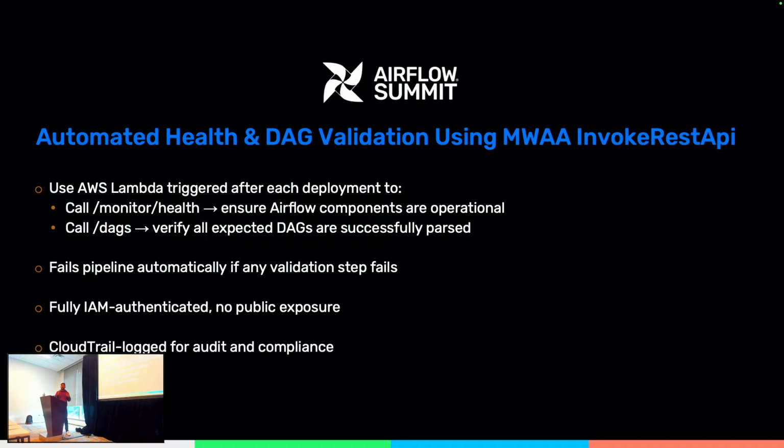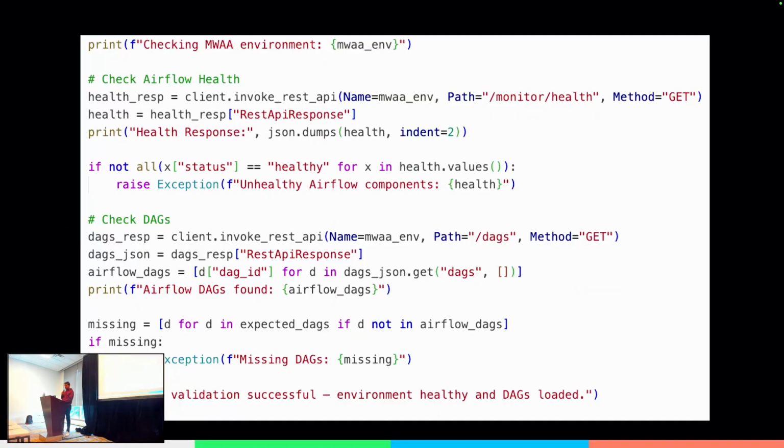After every DAG deployment, you trigger a Lambda, and this Lambda underneath will actually call InvokeRestApi with the endpoints of health and DAGs. And then if it fails, like if there's a health issue or if there are unexpected DAGs, it will fail the validation step and stop the pipeline. So yeah, this is a snippet of the Lambda code, which is something I just wrote on the Lambda console itself.